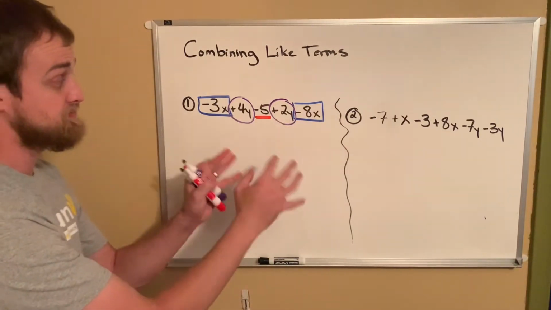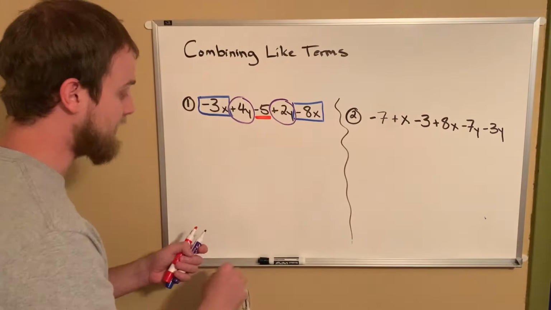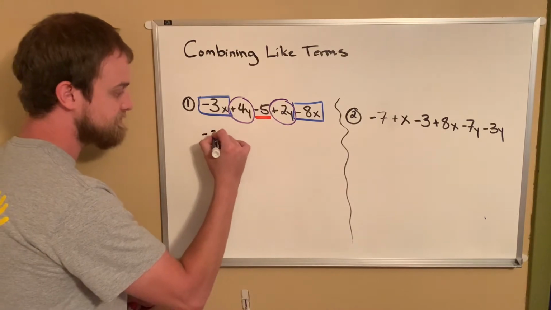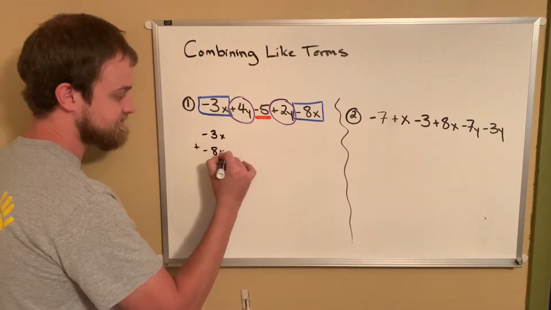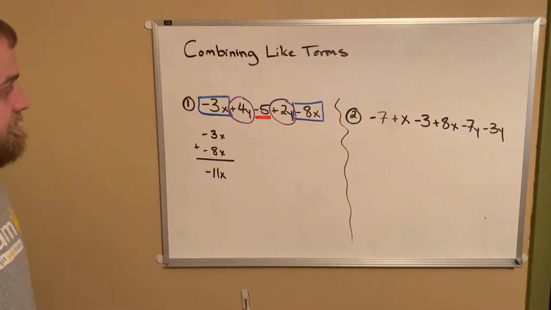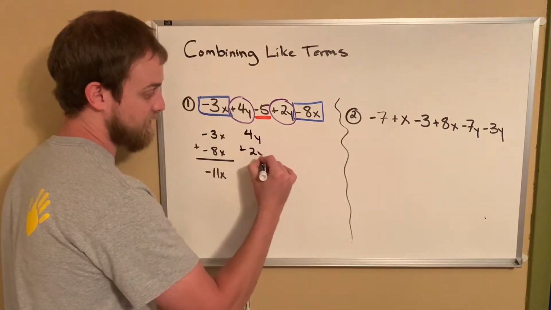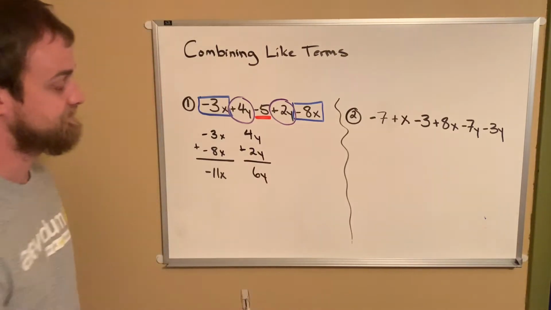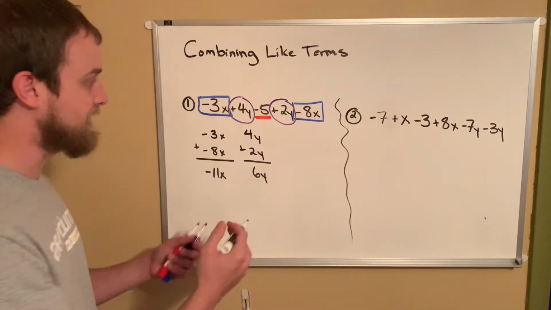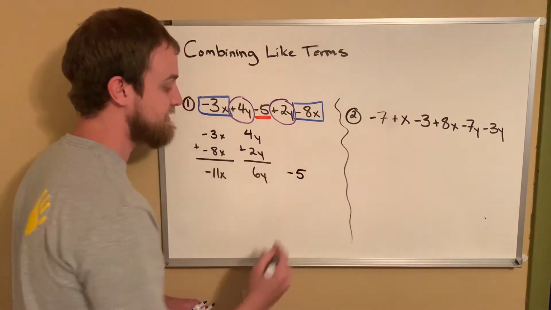Now that we have our like terms identified, all we have to do is add them, or combine them. Let's start with negative 3x and negative 8x. Negative 3x plus negative 8x gives me negative 11x. Now my y's: positive 4y plus 2y is 6y. Last but not least, I have this negative 5, and it doesn't combine with anything, but I need to make sure it's in my answer. I don't need to add anything for this, I'll just make sure I have it here at the end.